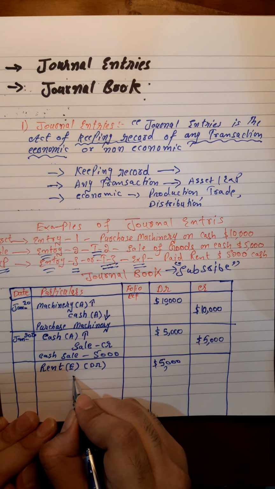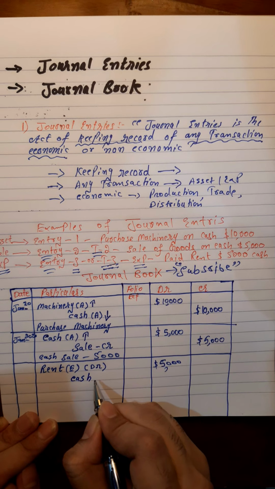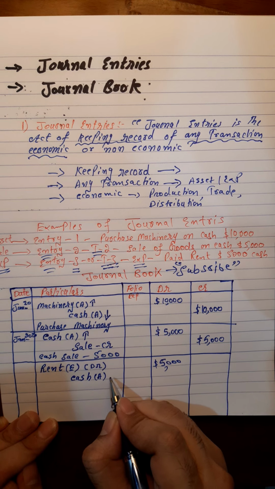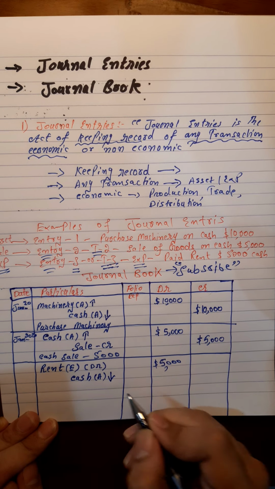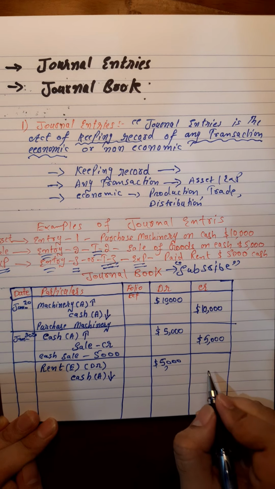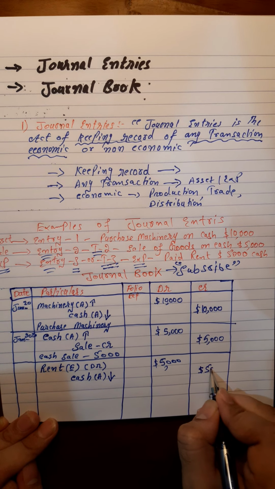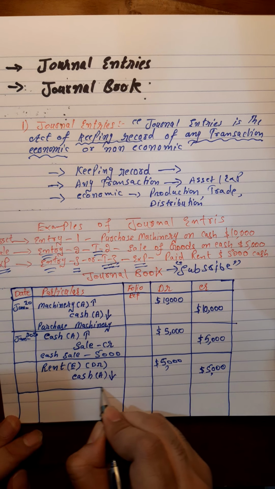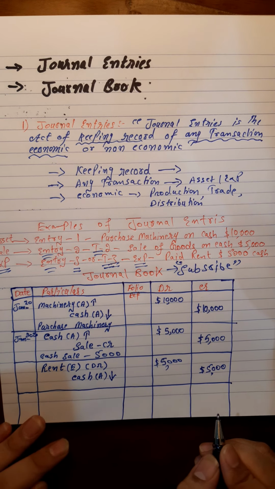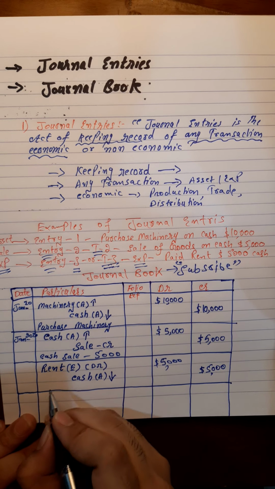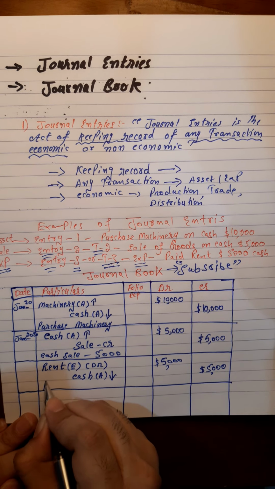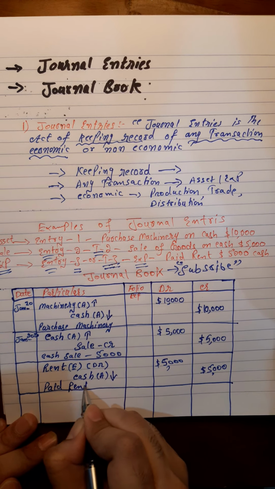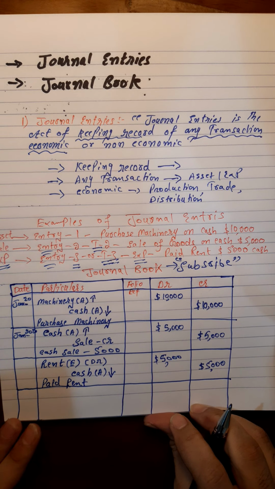and we paid rent in cash. Cash is an asset. Cash is going from our business. Asset is going from our business, meaning the asset is decreasing. So cash will be credited 5,000. This is the debit credit rule, also revising. Here I write the narration: paid rent 5,000.